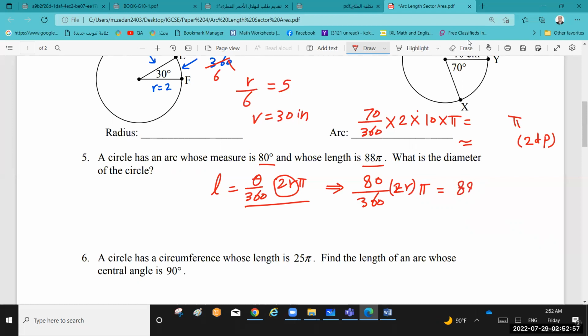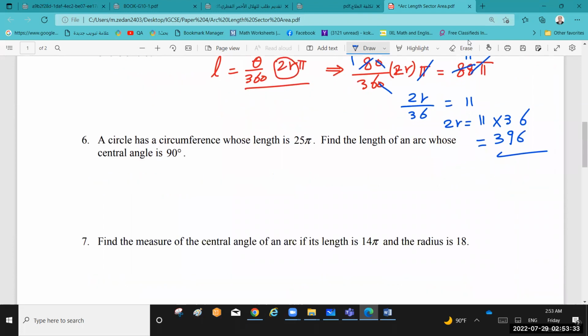is equal to 88 pi. To solve this equation, simply divide each side by pi, and divide 0 and 0 cancel, divide by 8, 1 divided by 8 is 11. So what do I have now? I have 2r over 36 is equal to 11. So the 2r is equal to 11 times 36, which is 396. Thank you, it's easy.